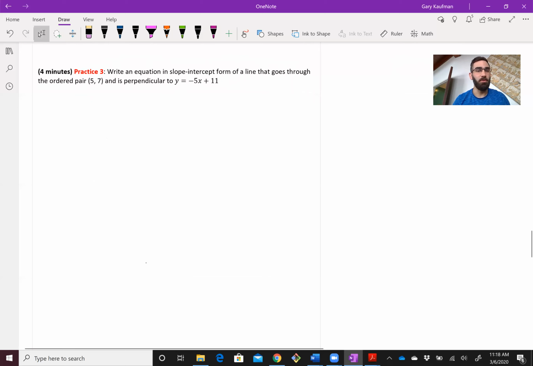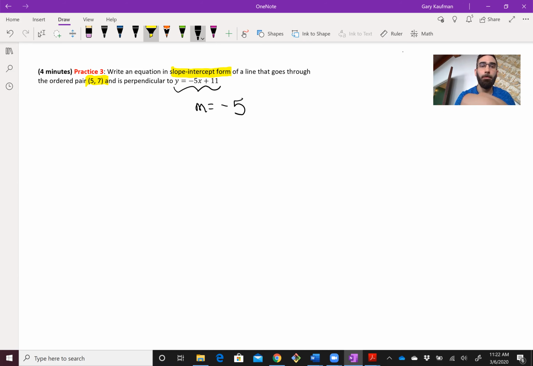Just as the others, you try first. So as this problem asked, we want to write an equation in slope-intercept form. We're given this ordered pair. And again, as I stressed before, this is in a form where we can pull out the slope. So we know that the slope is -5, and we're told that we're perpendicular to that. And since we are perpendicular to a slope of -5, I'm going to put that over 1. Our slope that we're going to use is a positive 1/5 because it's the opposite and reciprocal.